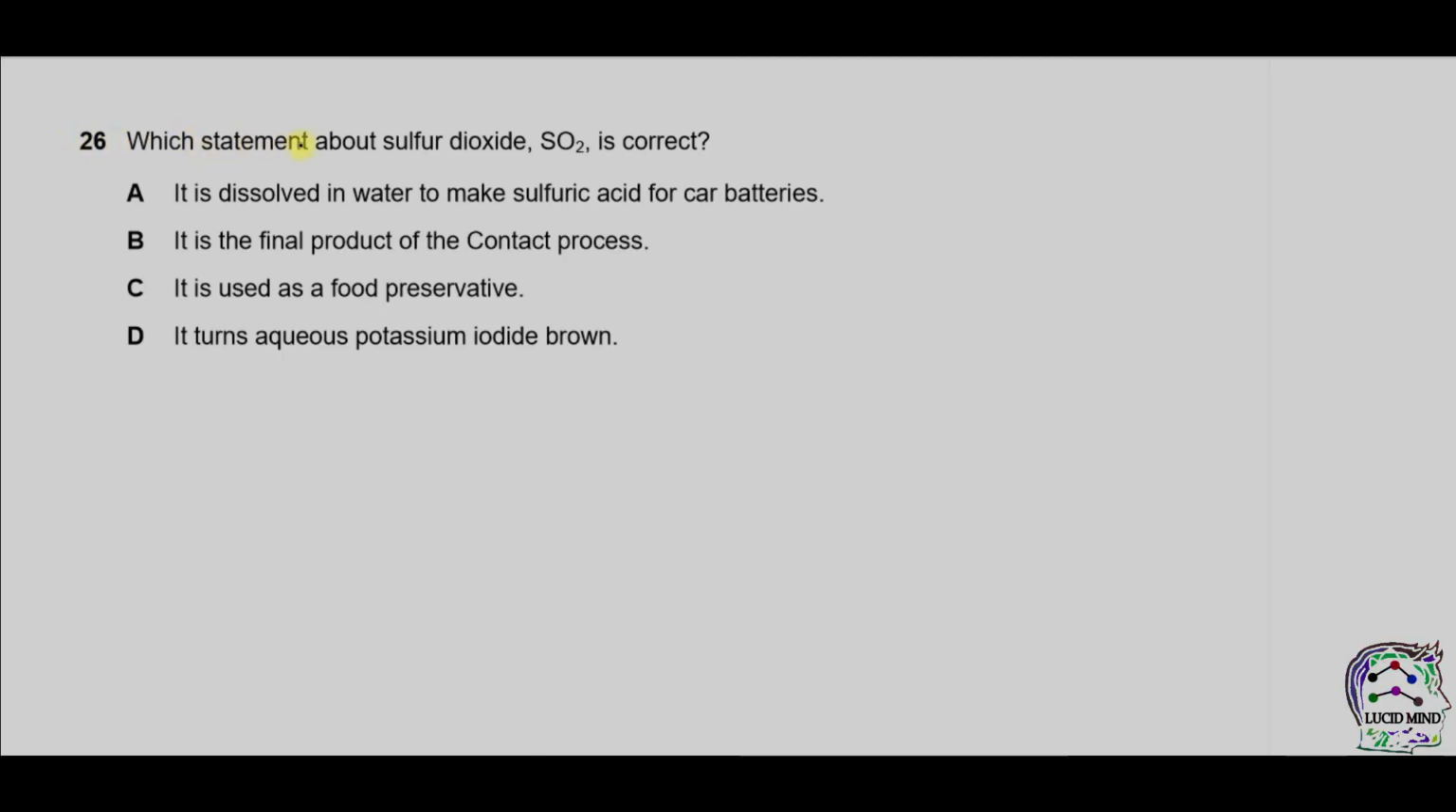Question 26. Which statement about sulfur dioxide is correct? Part A. It is dissolved in water to make sulfuric acid for car batteries. This is incorrect because H2S2O7 is dissolved in water in order to make sulfuric acid for car batteries.